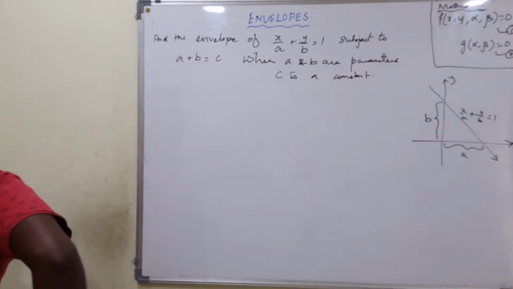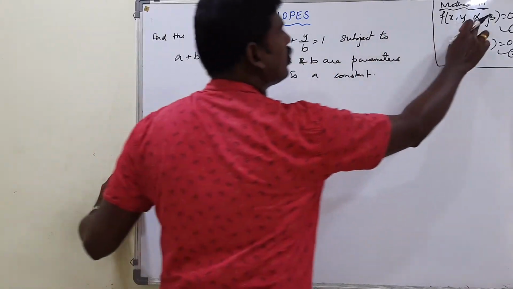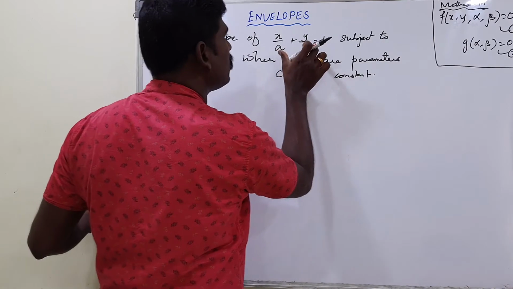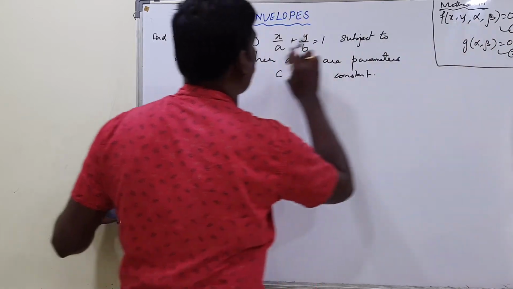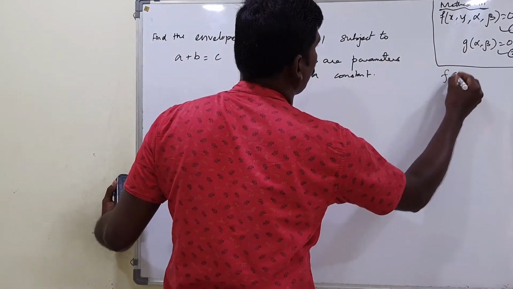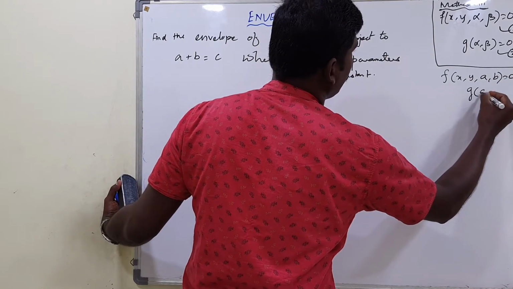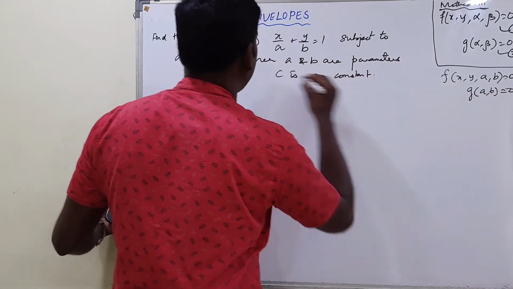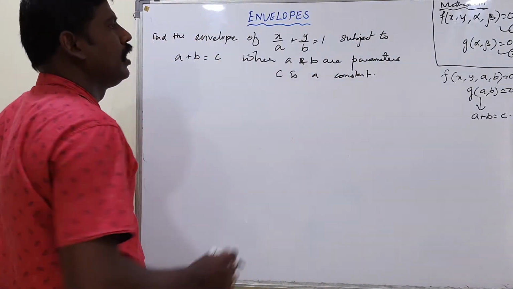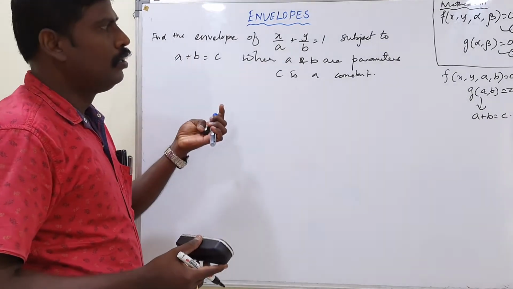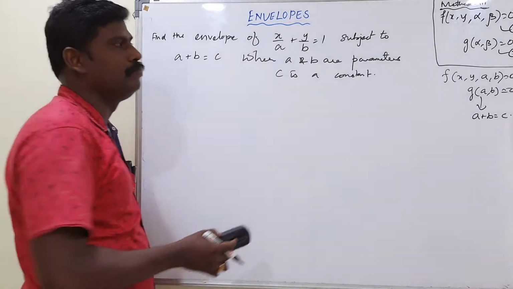So how to solve this one? Look here. There are two parameters given in the function. So this equation is a function of x, y, alpha, beta, where alpha and beta are a and b. So the given function is of the form f(x, y, a, b) equal to 0, and the relationship between a and b is also given. What is the relationship? That is a plus b equal to c. So both relations are given. I am going to find the envelope of the family of curves subject to the relationship a plus b equal to c.